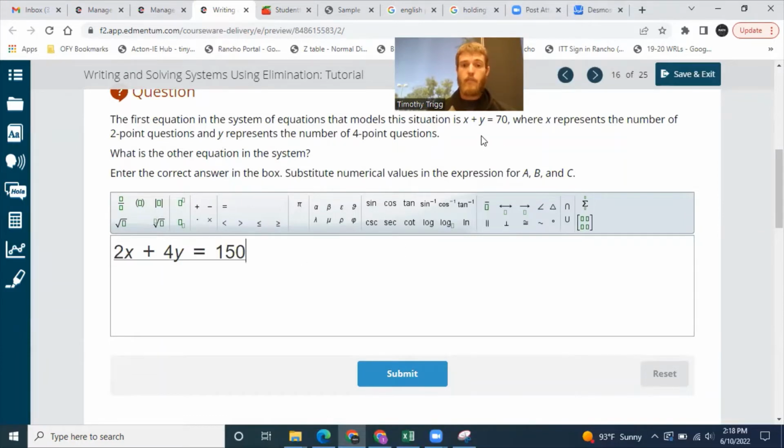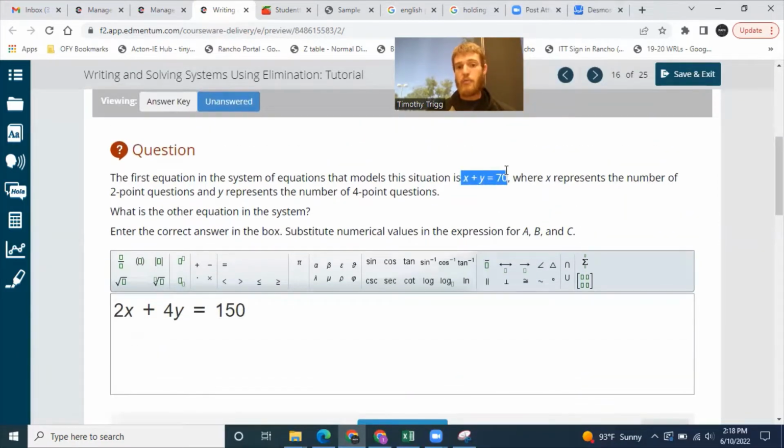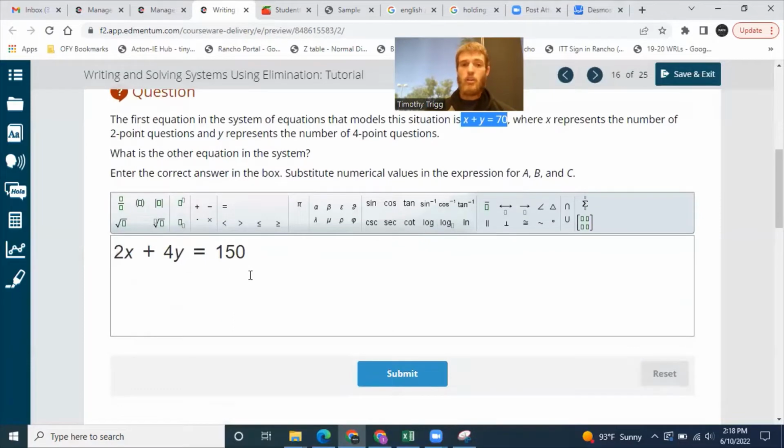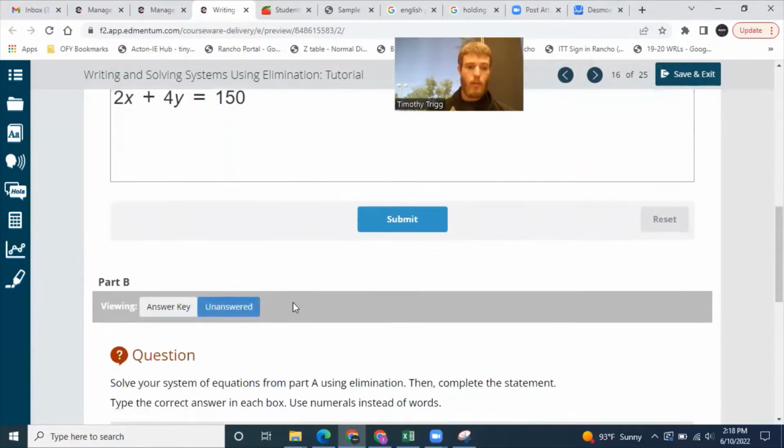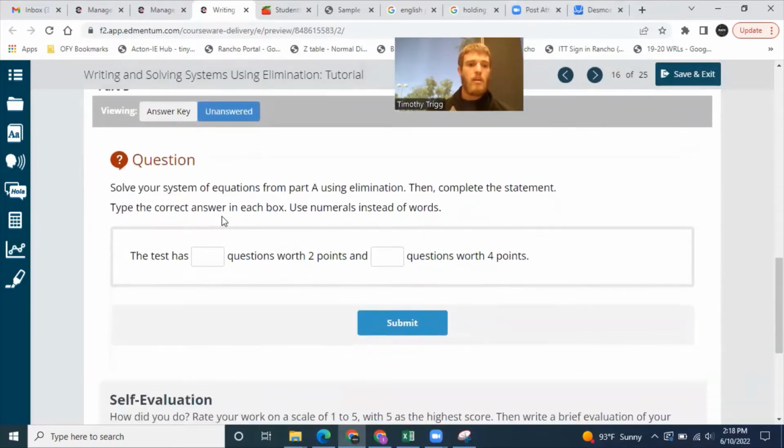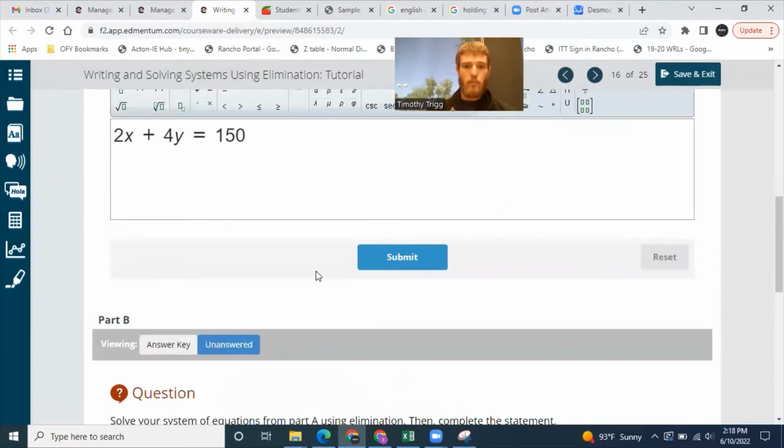So now you have your system of equations. We have our first equation, x plus y equals 70, and our second equation, 2x plus 4y equals 150. Let's go and move on to part B. Let's go ahead and solve your system of equations from part A using elimination. Then complete the statement. The test has blank questions worth 2 points and blank questions worth 4 points.